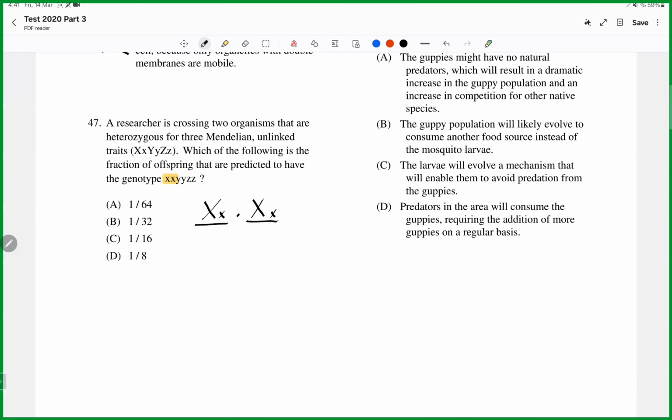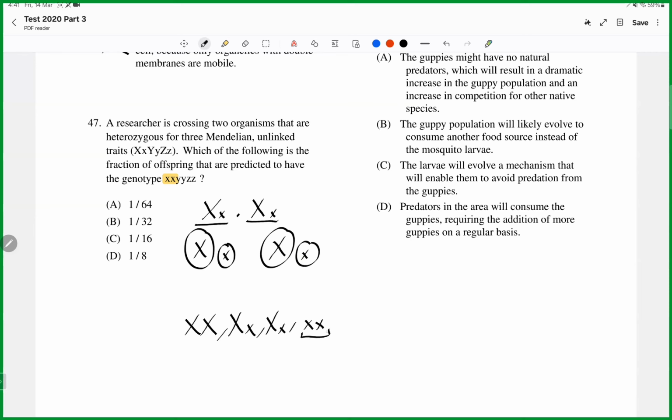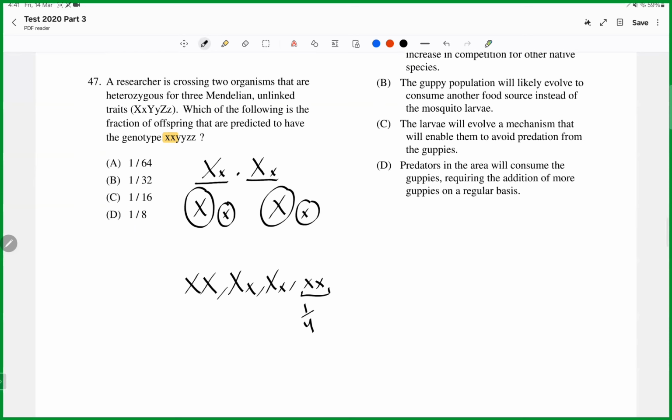So this is capital X. Same thing, do this one. You get capital X capital X, capital X small x, capital X small x. That is 1 over 4. No, we're not done yet. Now let's do it for capital Y, capital Y, small y. Same thing. And now capital Z, small z, capital Z, small z. Same thing.